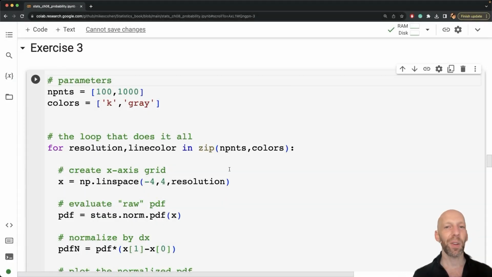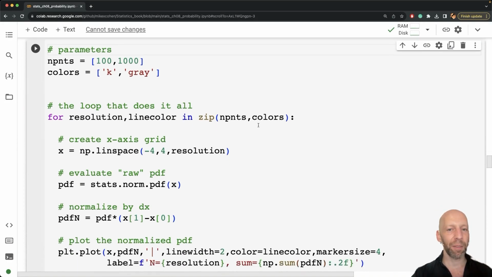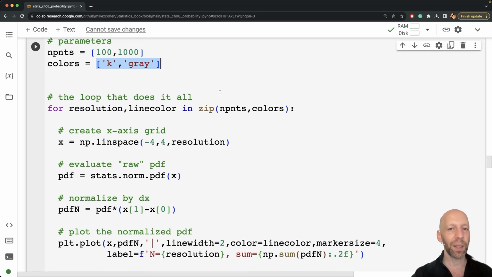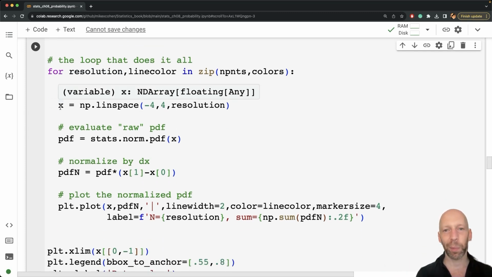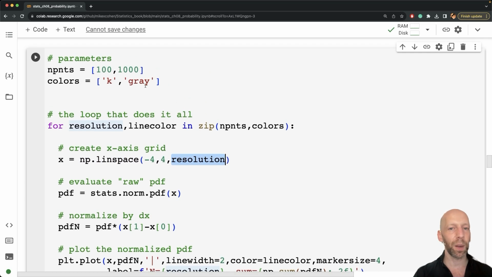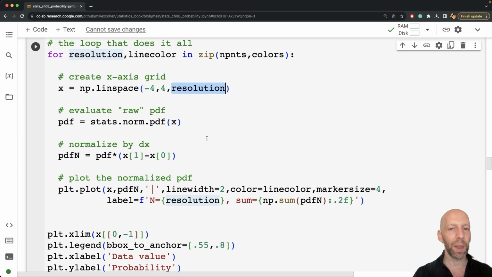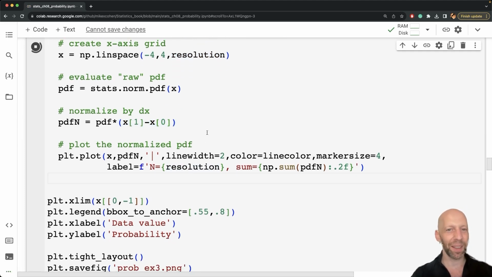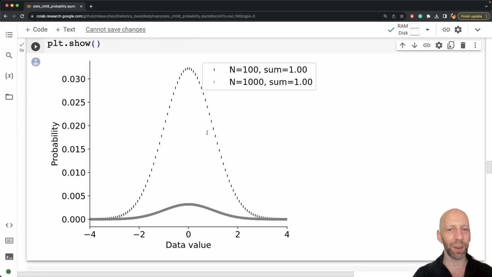I certainly hope that you did not struggle with the code for this exercise. It's pretty straightforward. In fact, inside this for loop over the number of points, and then I also have the different colors for the plot lines, is really just code that is literally copied and pasted from exercise 1 or exercise 2. So x-axis range, it goes from minus 4 to plus 4, and then I change the resolution according to the number of points, and then I compute the PDF normalized by dx and then plot it. And that's really all there is to it here. So the coding aspect is relatively straightforward.